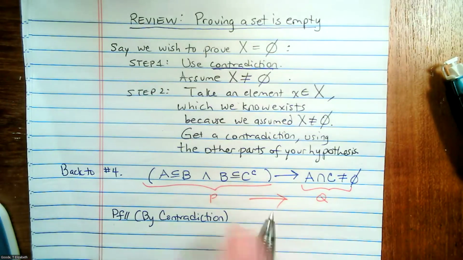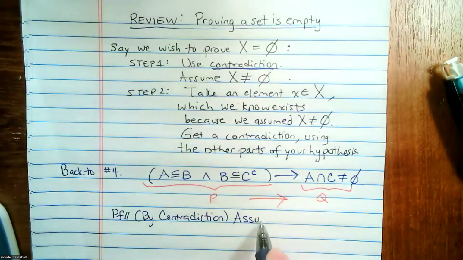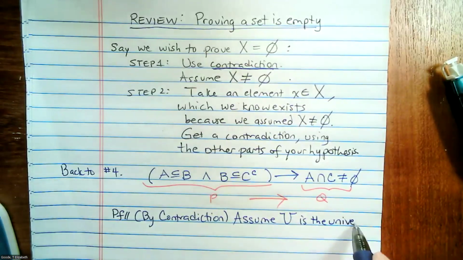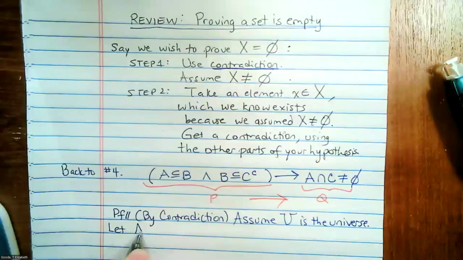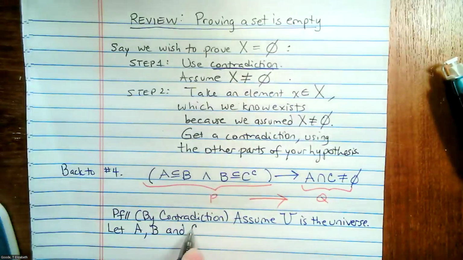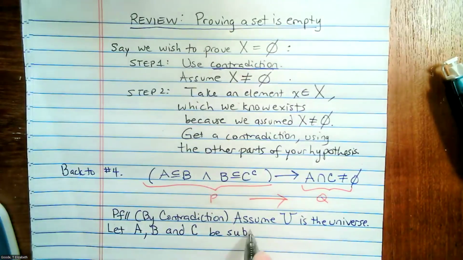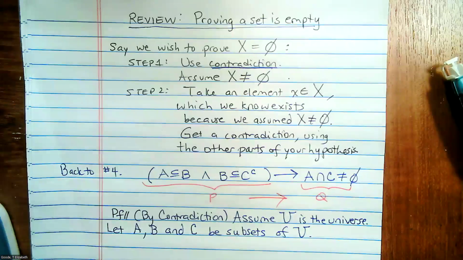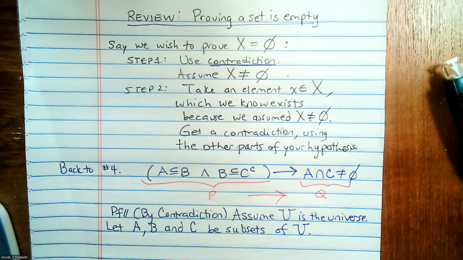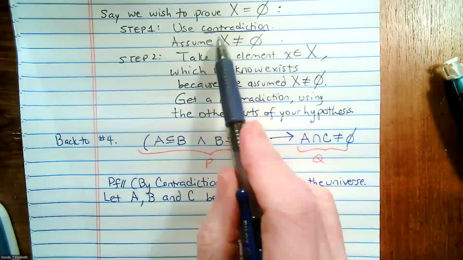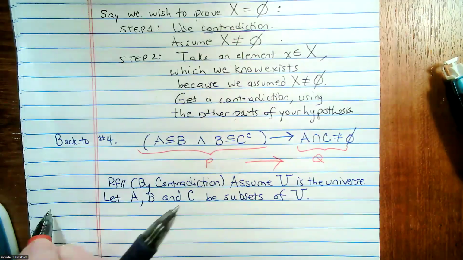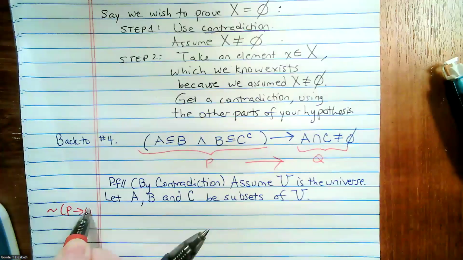So let's just give ourselves the sets to set it up. No pun intended. Assume U is the universe, okay? And then let A, B, and C be subsets of U. So that just sets us up so the reader knows we're playing games with the universe called U, and we are going to also play games with sets A, B, and C. All right, so step one, assume X is not empty, but we're going to use contradiction. So we're going to assume the negation of P implies Q.